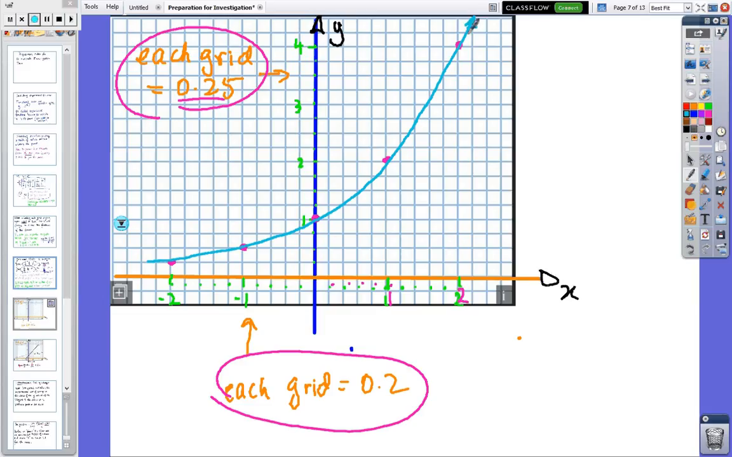And the line extends to infinity in both directions. So you try to make it as smooth as possible, because for the next part of the investigation, you have to have a smooth curve. Okay, so that's how you draw the curve.